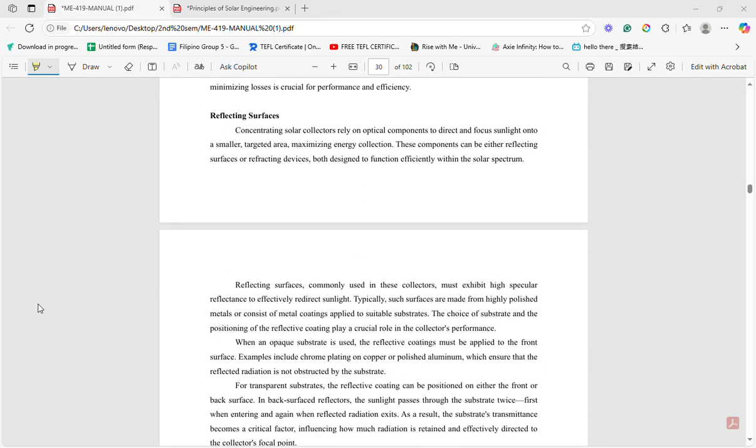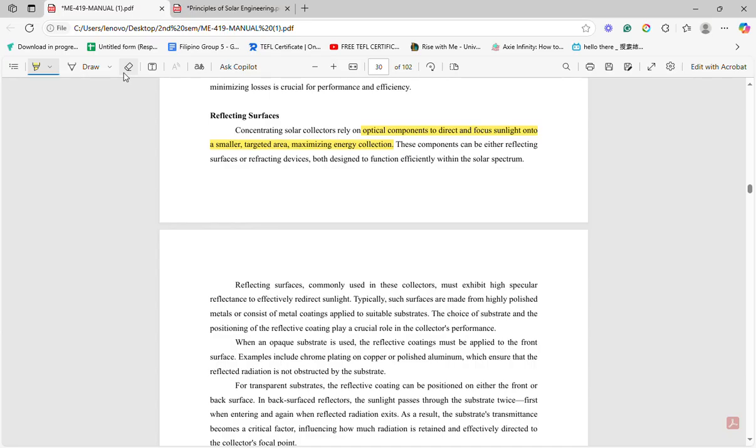In reflecting surfaces, we rely on optical components to direct and focus sunlight onto a smaller targeted area, maximizing energy collection. This is commonly used in collectors. Like what I have mentioned earlier, we are using reflecting surfaces to redirect the sun's energy. For example, when it hits the mirror, the heat will be reflected to our concentrator, which is a tube wherein there is the fluid that is being heated.